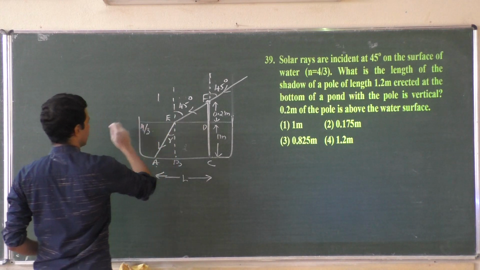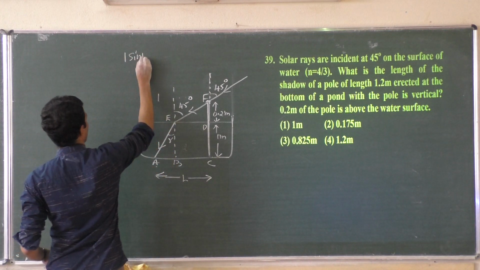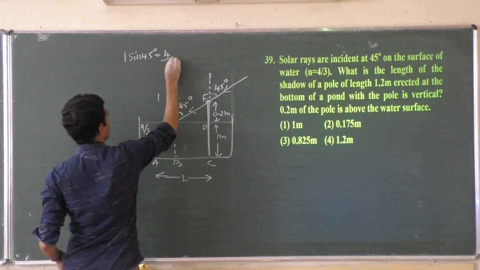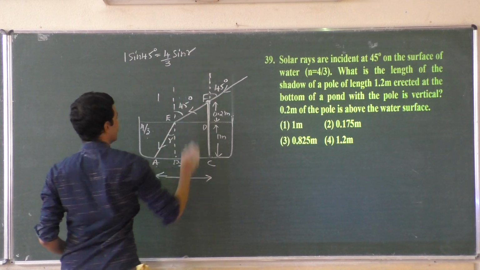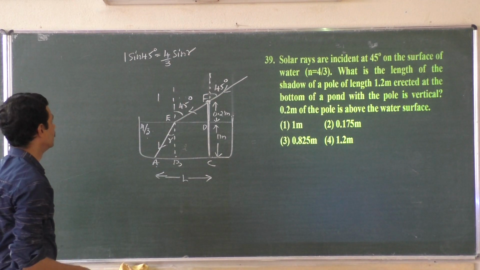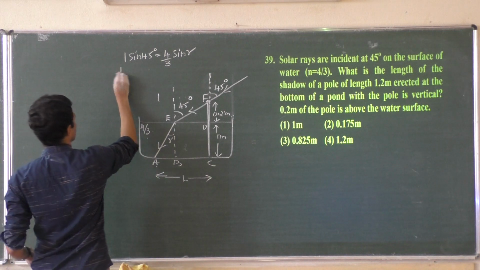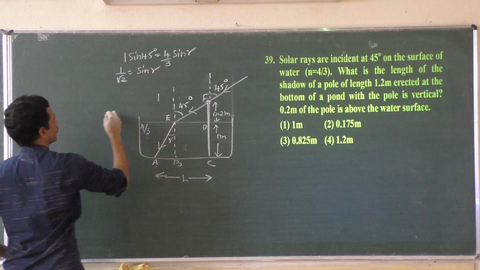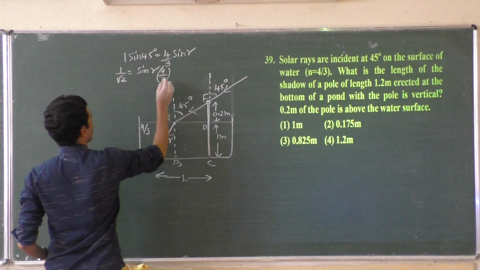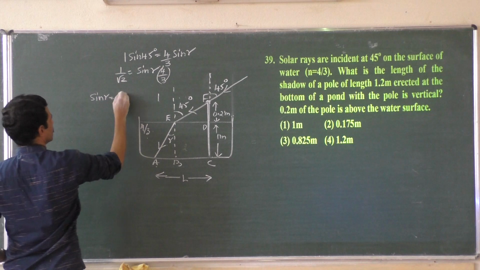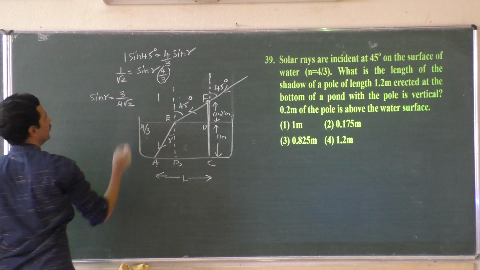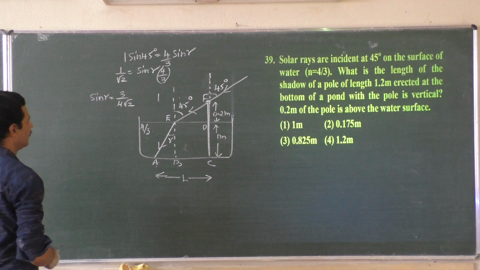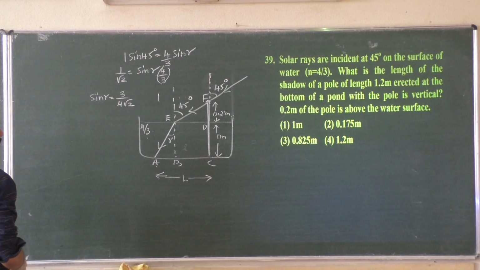N1 sin I equals N2 sin R. 1 sin 45 equals 4/3 sin R. Sin 45 is 1/√2, so 1/√2 equals 4/3 sin R. What is sin R? Sin R is equal to 3/(4√2). Am I right? 3/(4√2) is sin R.